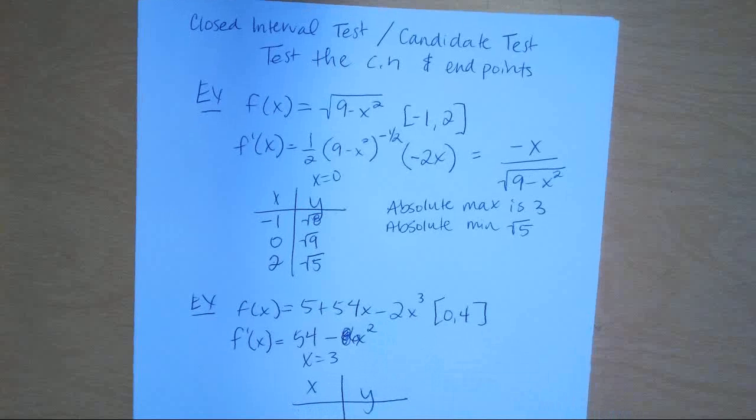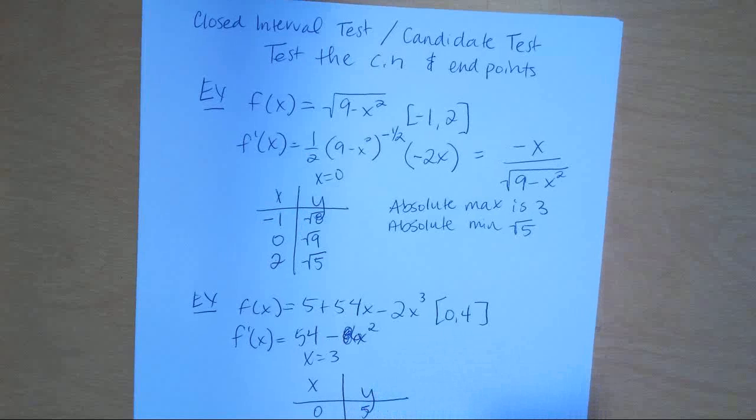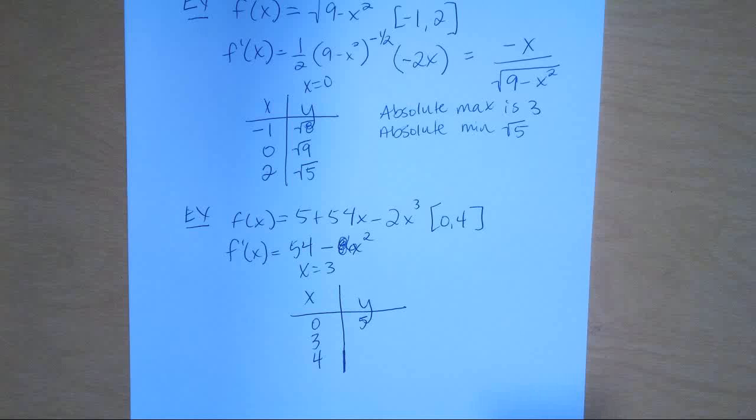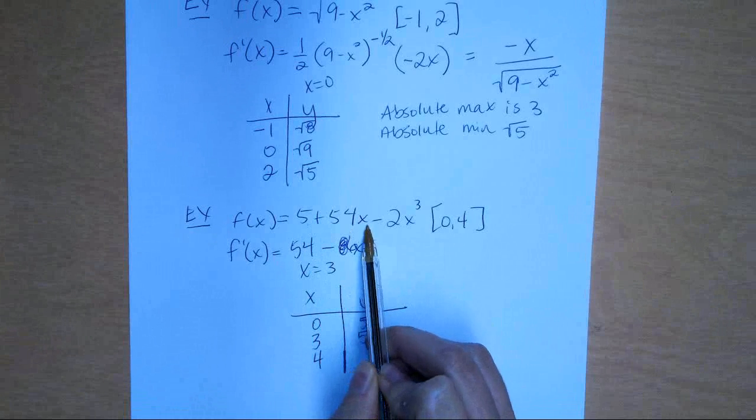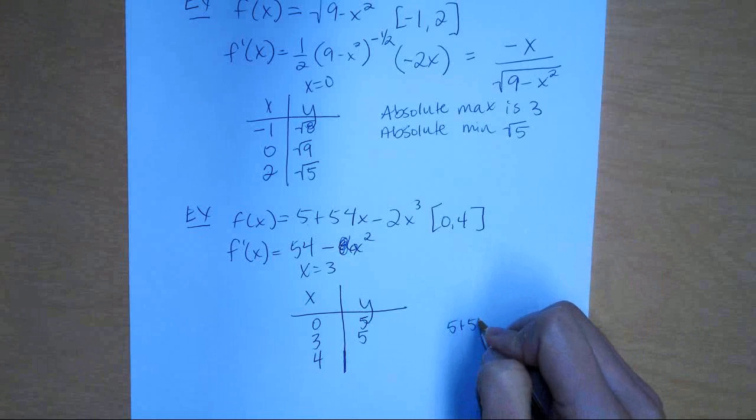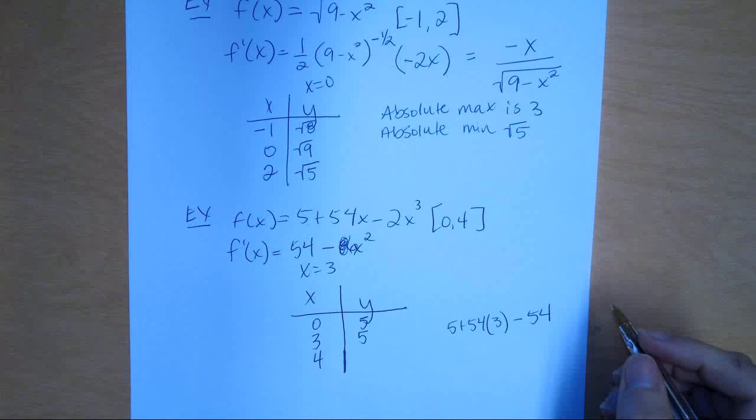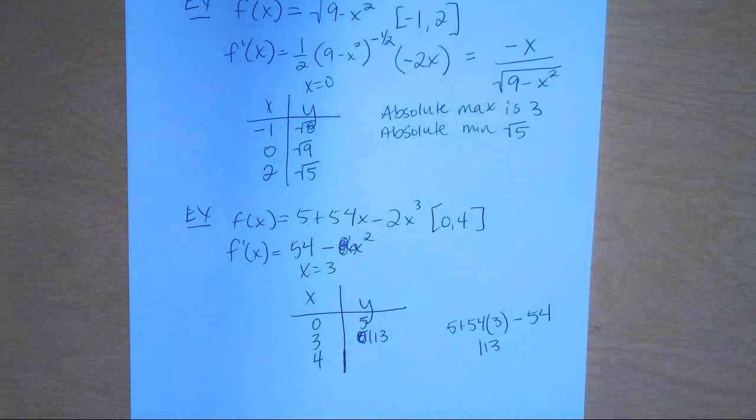So now we have our table. We have 0, 3, 4. They don't have to be in order, by the way. I just do. 0 is 5. 3 is 54 times 2, what's that? 108? Plus 5 is 113. Okay, and 4, what is it? Does anybody know? Okay, you get the idea.